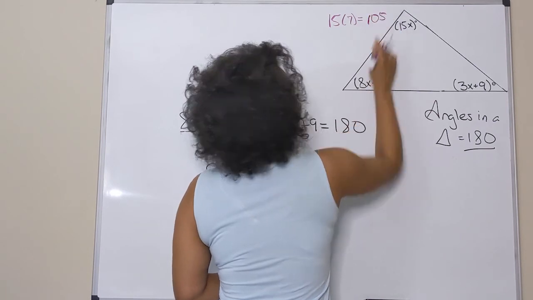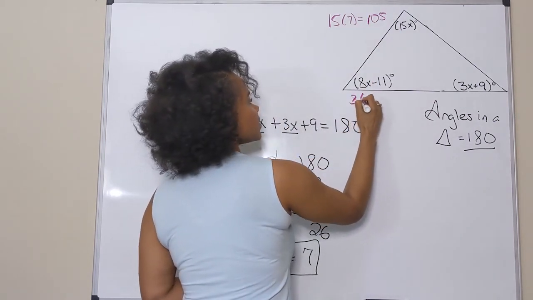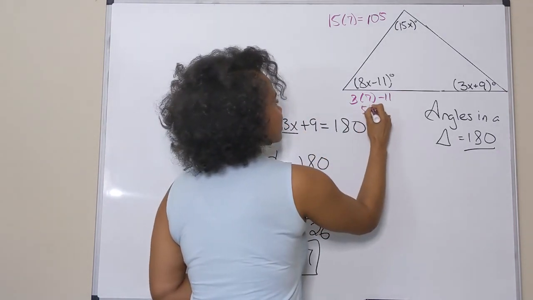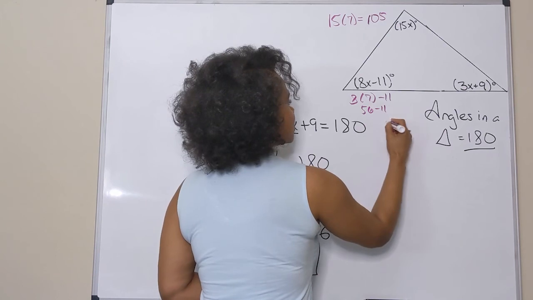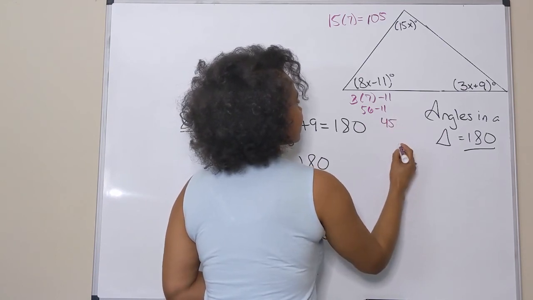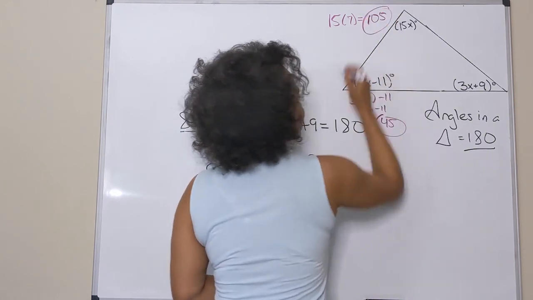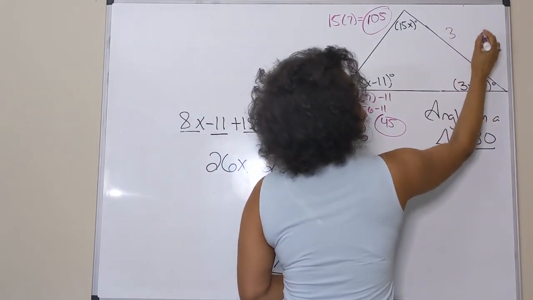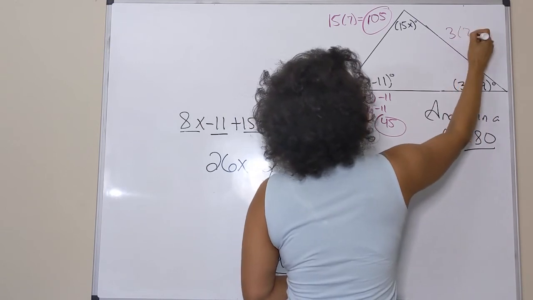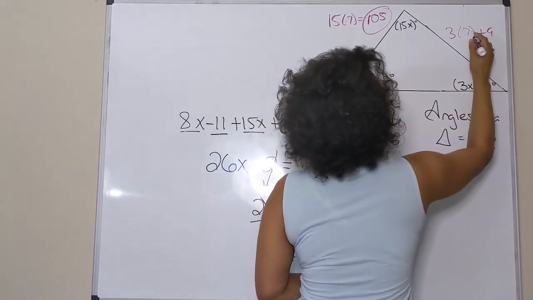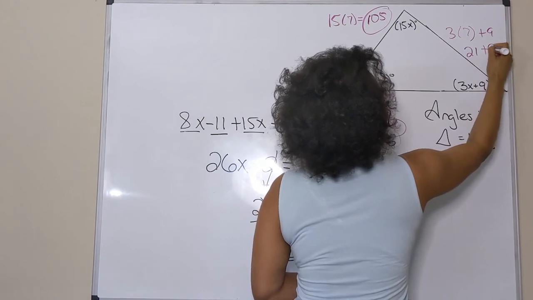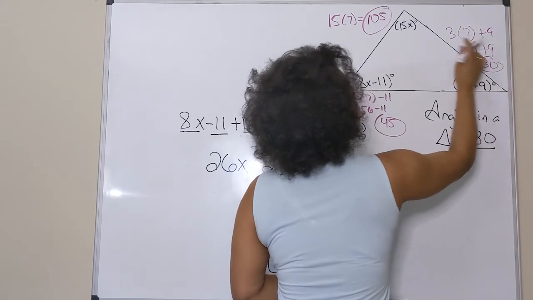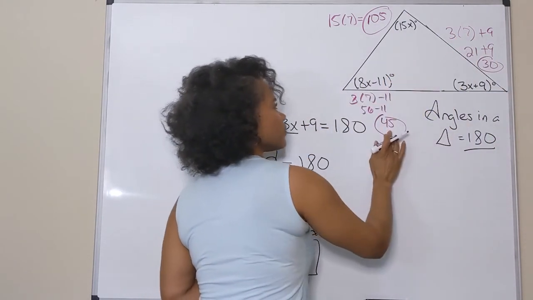All right, and so now we got 8 times 7 minus 11. That gives us 56 minus 11, which is 45. So we got 45, 105. And then we can do 3x, or 3 times 7, plus 9. That is 21 plus 9. That gives us 30. So we got a 30-degree angle, a 105-degree angle, and a 45-degree angle.